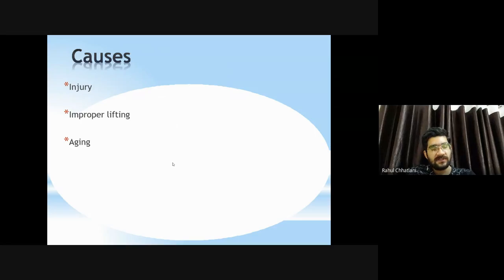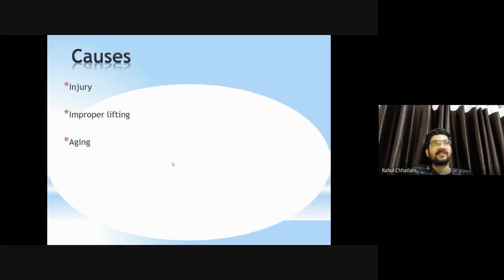What is the cause of this? The main cause is injury, improper lifting, and aging. Aging, again, non-modifiable. We cannot modify anything there. But injuries can be prevented, and improper lifting techniques specifically can be taught to the patient who are used to lifting heavy weight with their stance in a straight position.